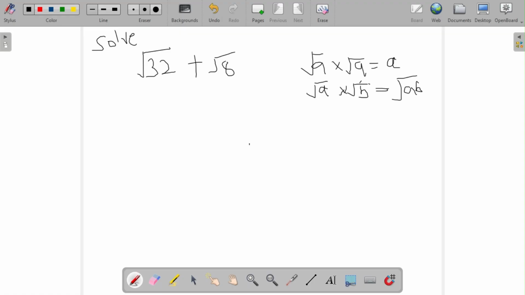Now, if I have root 32 and root 8, the first thing you must have in mind is you have to choose a perfect square from the questions. A perfect square from 32 is 4, and I know that 4 times 8 gives me 32. So I'm going to say this is root 4, that's my perfect square, times root 8.